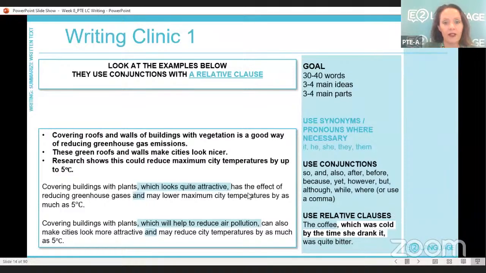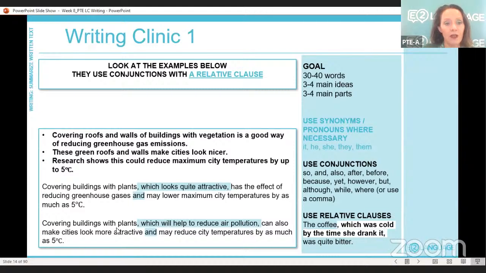So which looks attractive? And then we've got a verb, has the effect of reducing greenhouse gases and may lower maximum city temperatures by as much as 5 degrees. So put the relative clause next to the thing you're describing, not later in the sentence. Make sure you've got the commas and make sure you've got the verb. So another one, covering buildings with plants. Again, this is our subject, which will help to reduce air pollution. So this is our second point. And then a verb, can also make cities look more attractive and may reduce city temperatures by as much as 5 degrees.